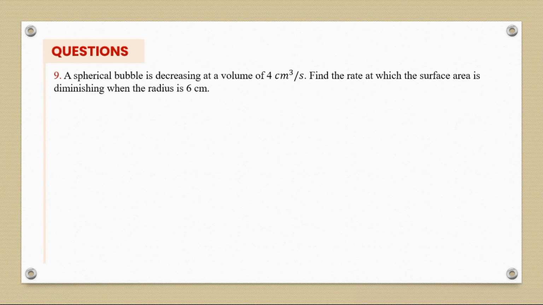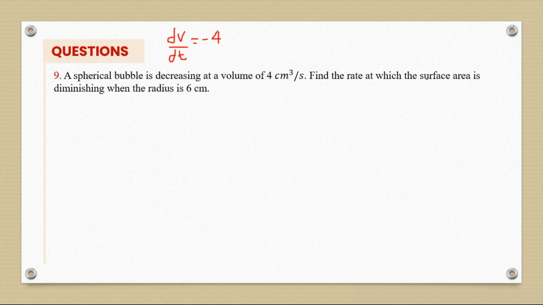So being told that a spherical bubble is decreasing at a volume of 4 cubic centimeters per second, and then we're being told to find the rate at which the surface area is diminishing when the radius is 6 centimeters. So this is actually a unique question. As you can see, since the volume is decreasing, it means that dv dt is actually equal to negative 4 cubic centimeters per second. So that means it's a negative because it's decreasing.